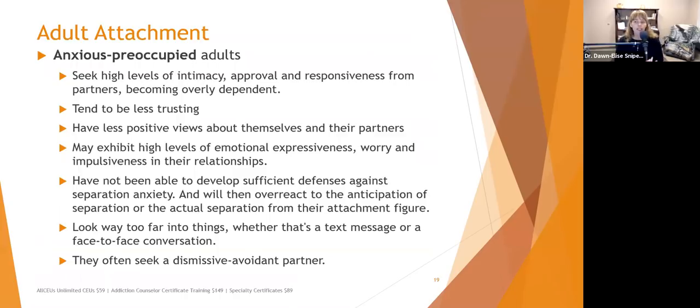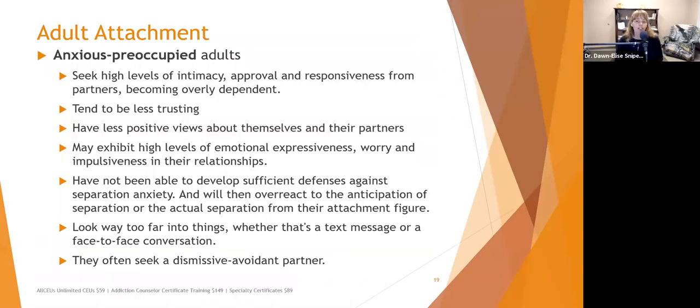They've not been able to develop sufficient defenses against separation anxiety and will often overreact to the anticipation of separation or the actual separation from their attachment figure. So if you have a couple and maybe one person is going to be deployed or has to go on a trip, you may see the decompensation in the other partner when this is getting ready to happen.